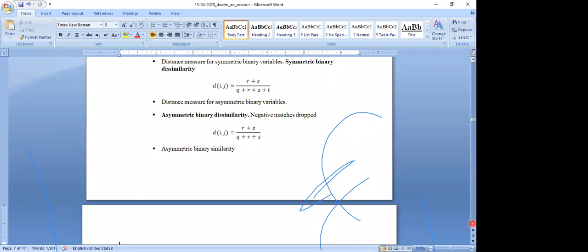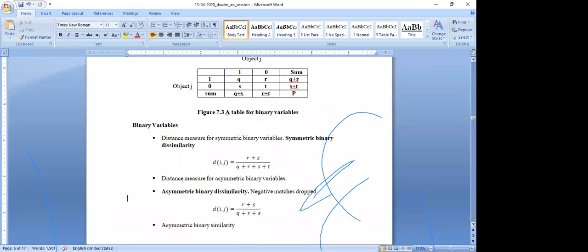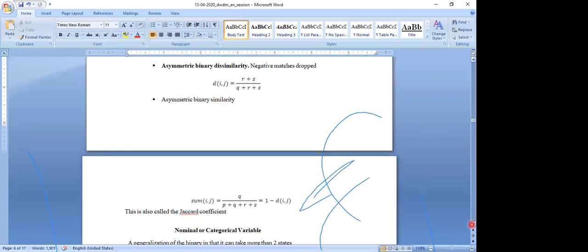Next, the asymmetric binary dissimilarity. In the asymmetric binary dissimilarity, we are not going to consider the negative value. That means here in the table, 0 and 0, here the negative value, we are not going to consider that equality. This is for your binary dissimilarity.